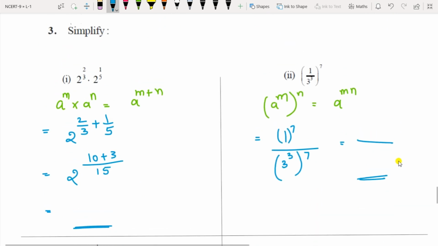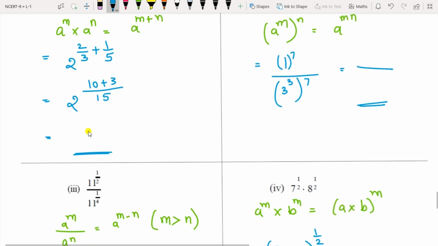Question number 3 here. Now you have to solve according to the given question. So you can see 2 raised to 2 by 3 multiplied by 2 raised to 1 by 5. It is of the form a raised to m into a raised to n. The bases are the same, there is multiplication in between, so the powers will get added. So here you have to write the base one time and add these powers. The powers are fractions, so take the LCM of 3 and 5, which is 15, and multiply each fraction with it. You get 10 and 3 here. It becomes 13 upon 15, so the answer is 2 raised to 13 upon 15.